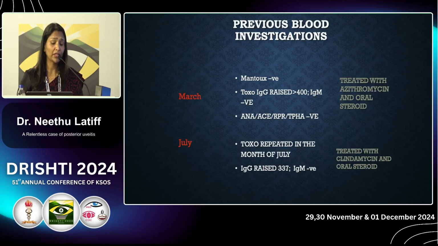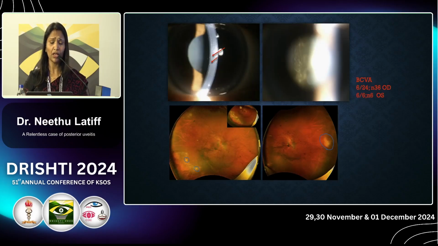So in the month of March, she was treated with azithromycin and oral steroid. And in July, she was treated with a course of clindamycin and oral steroid. So when she presented to us, there was an anterior segment inflammation. There were fine KPs and AC cells of 1+.